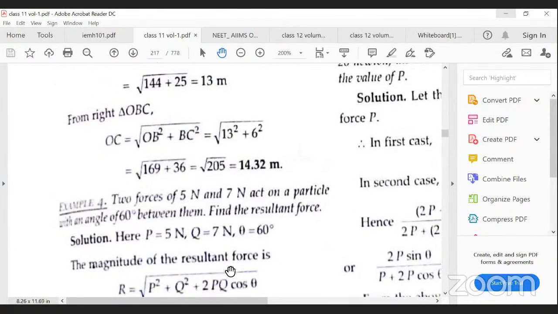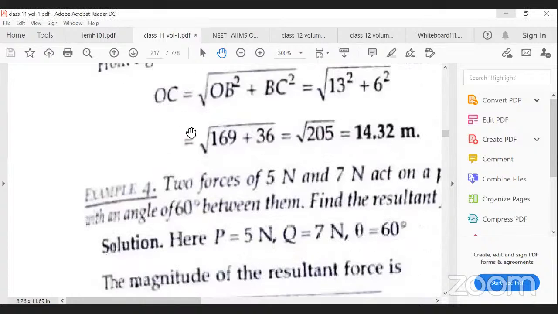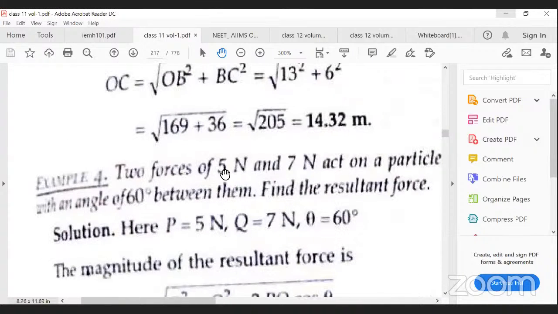So question number, example 4. I'll zoom in. Example 4. So try to find the resultant force. Here I'll read the question. Two forces, 5 Newton and 7 Newton, act on a particle with an angle of 60 degrees between them.